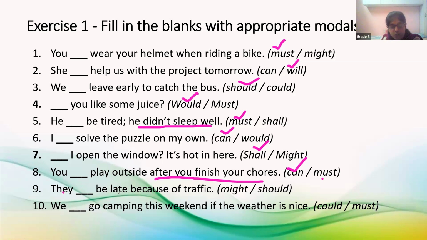Okay. They might be late because of traffic. Ma'am, might. They might be late. I might. Superb. We could go camping this weekend. Ma'am, we could.